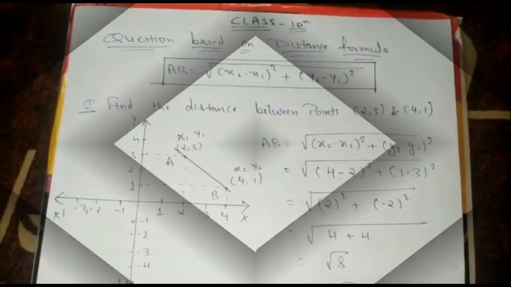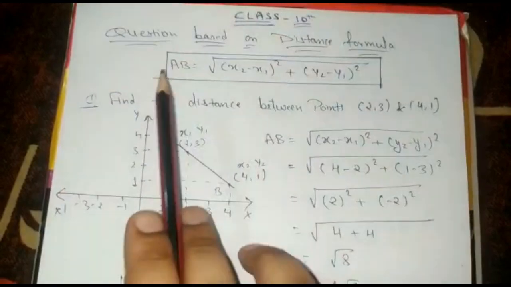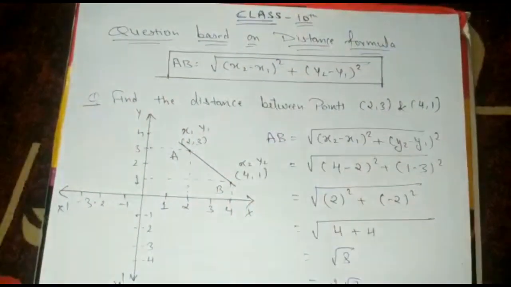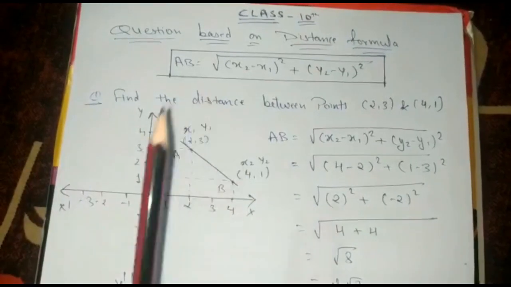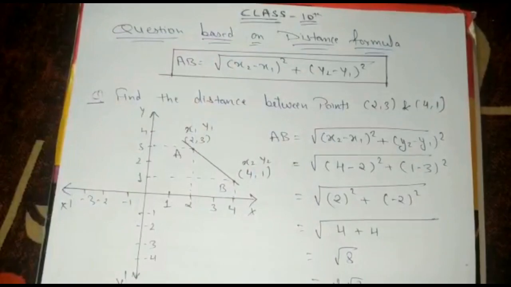Hello students, yesterday we discussed how to derive the distance formula. That is, AB will be equal to the square root of (x2 minus x1) the whole squared plus (y2 minus y1) the whole squared. Now we will discuss some questions related to the same.